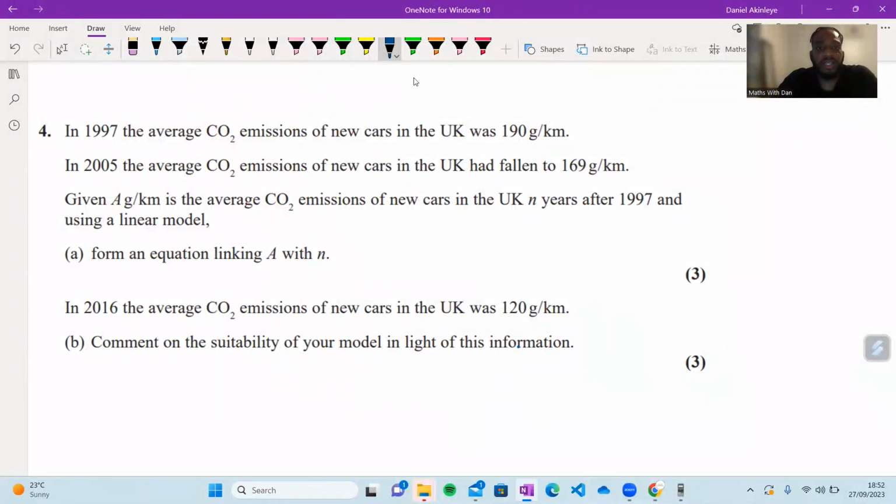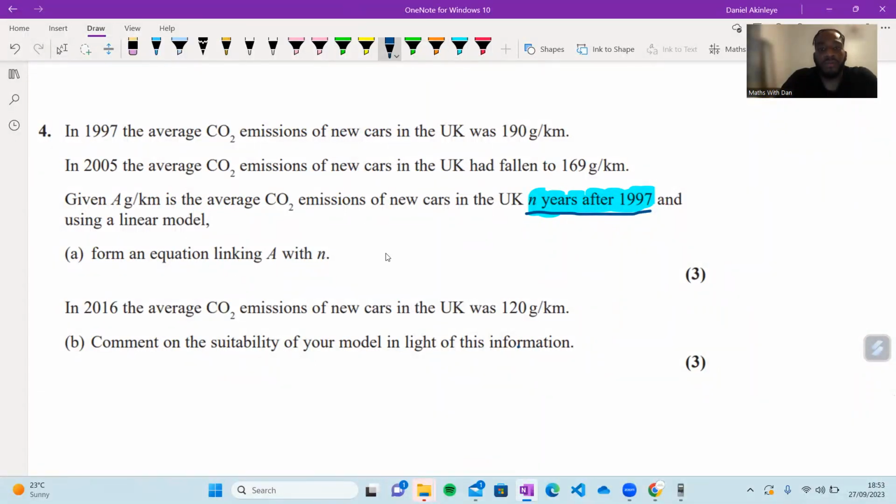Let's read it together. It says in 1997, the average CO2 emissions of new cars in the UK was 190 grams per kilometer. In 2005, the average CO2 emissions of new cars in the UK had fallen to 169 grams per kilometer. Given that A grams per kilometer is the average CO2 emissions of new cars in the UK, N years after 1997, and I'm going to highlight that because this is very, very important here, N years after 1997, and using a linear model, form an equation linking A with N.